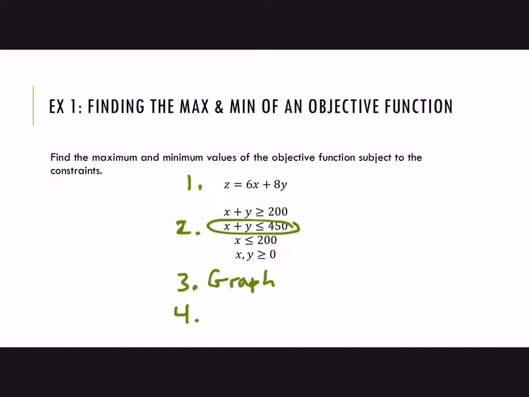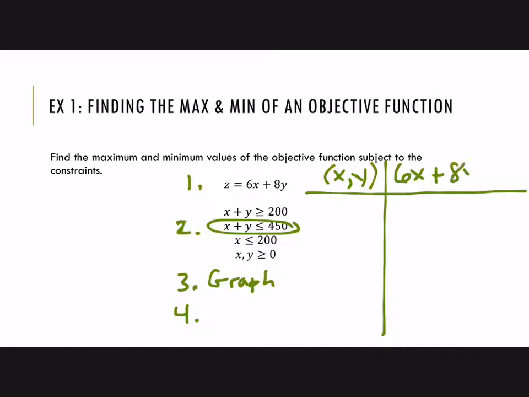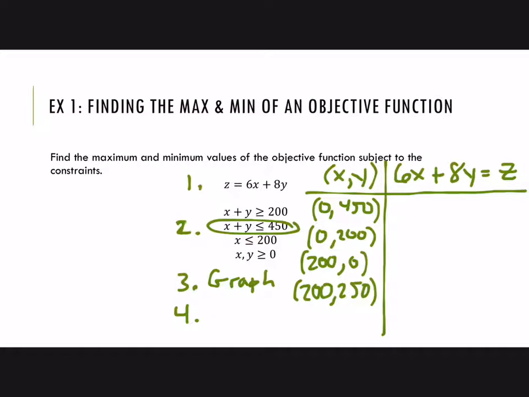Okay, and I do a column for the points, the coordinates of the vertex. And then the objective function is 6x plus 8y equals z, and then z is going to be like profit or cost. So then I just go through and list the points and plug them all into the equation. Alright, so here are the points, and okay, so the first one, substitute 0 for x, 450 for y, and then find the corresponding value of z.